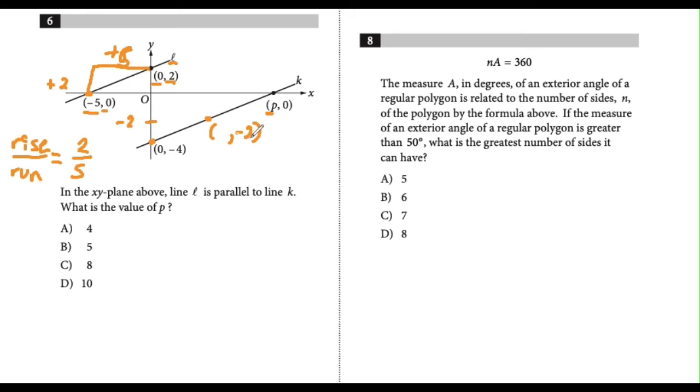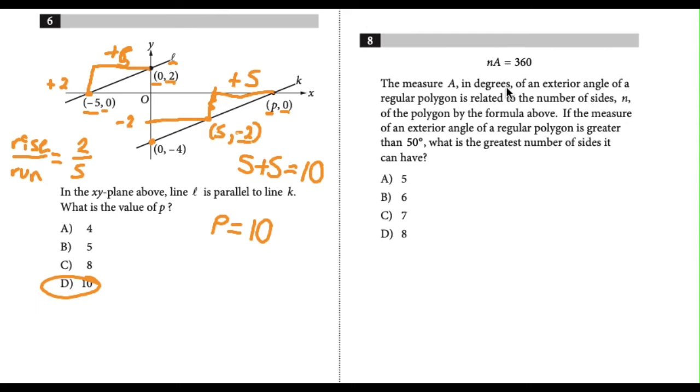And if we apply our run, we're moving to the right 5 units. So we're going to end up at 5. And this point is going to be 5, negative 2. If we apply this one more time, we're going to move up another 2 units. And our y value is going to go from negative 2 to 0. And our x value, we're going to increase it by 5 one more time. So we're going to go from 5, and then now we get to find out what our p is. When we add 5 by 5, we're going to get 10. So p equals 10.